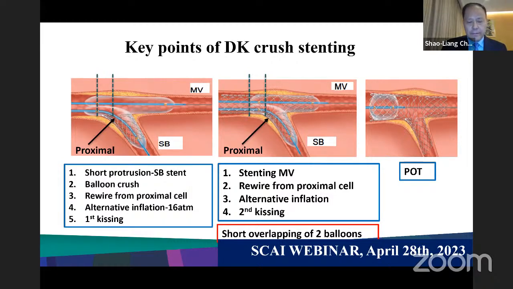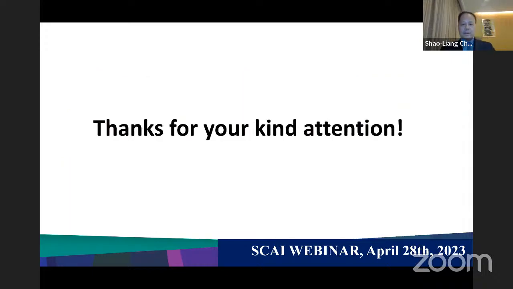First kissing, followed by rewire to the stent in RAD to left main. After that, rewire again into the third branch, alternative inflation followed by second kissing balloon inflation, and the final technique. Thank you very much.